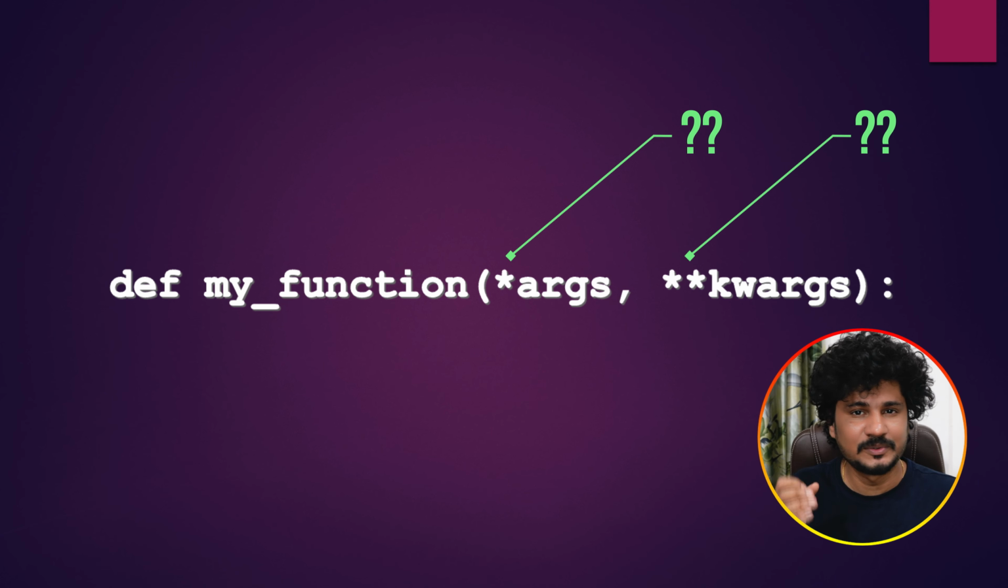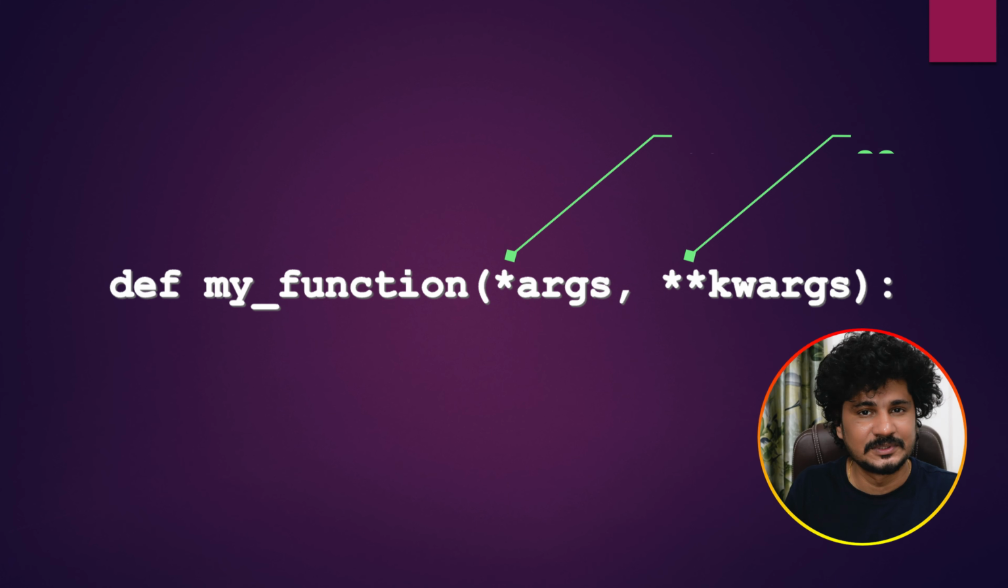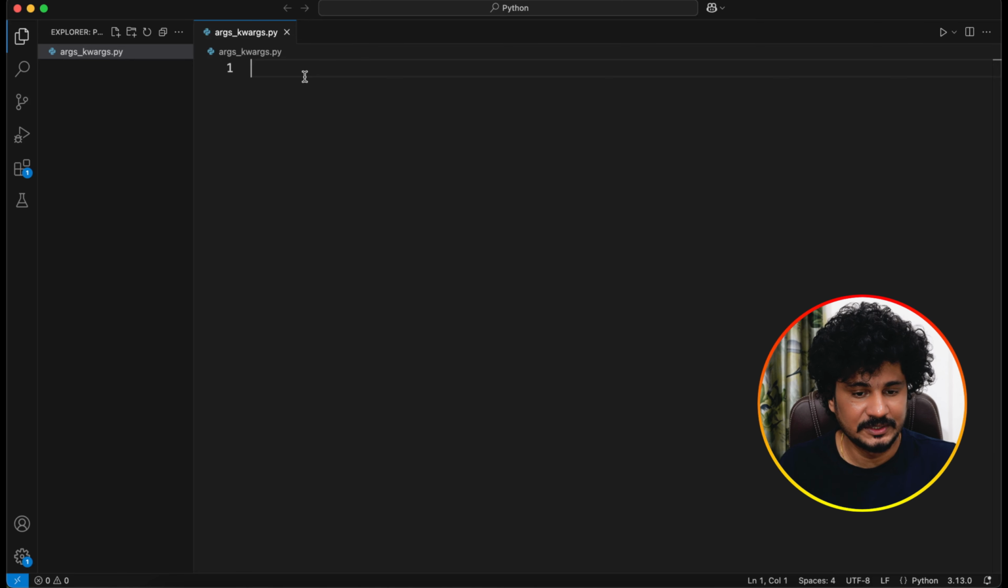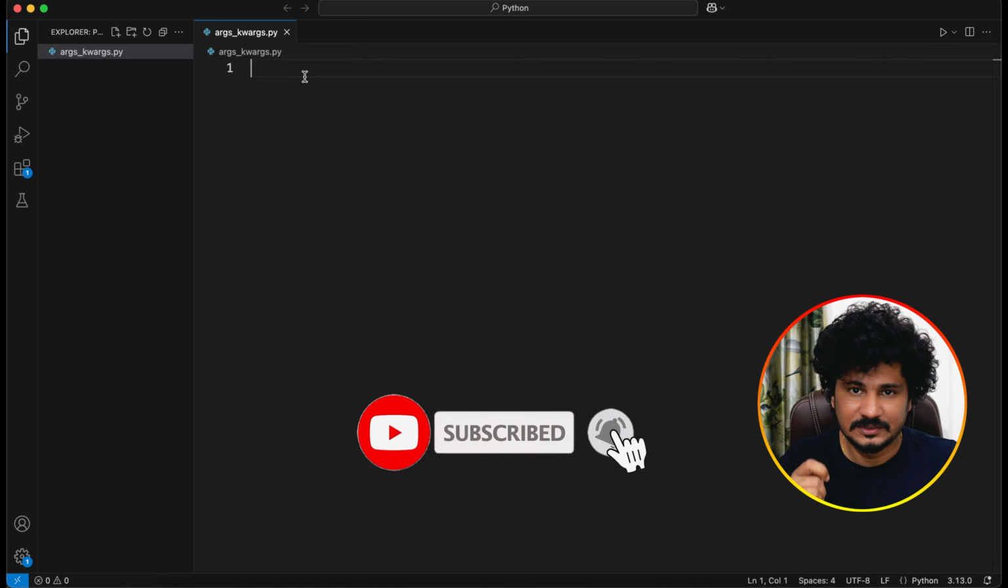So stick with me. I'm going to explain this in a way that even your grandma can understand. And by the end of this video, you'll know when exactly to use args and KW args in your project. Let's get started. So before I show you when to use args and KW args, I just want to show you one very simple function to add two numbers.